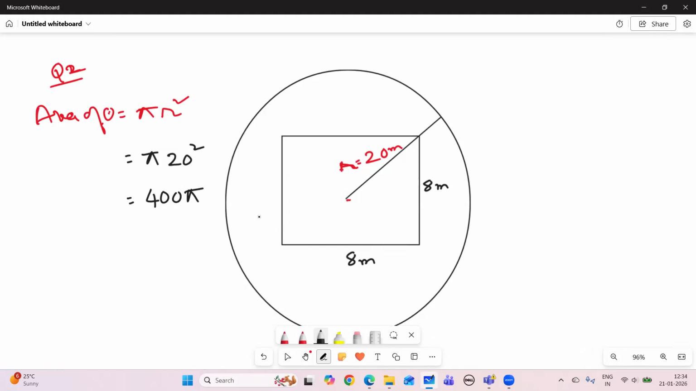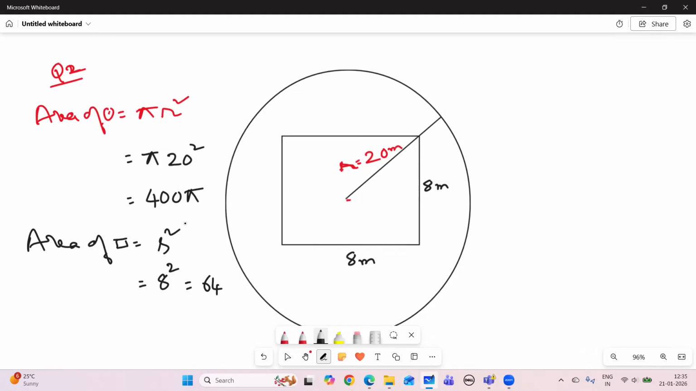Let us calculate the area of the square. Area of square is equal to s square. If s is the side of the square, then area of this square is s square. So that is 8 square. 8 meters is the length of the side of this square. So area of the square is 8 square meter square. So that is 64. Okay.